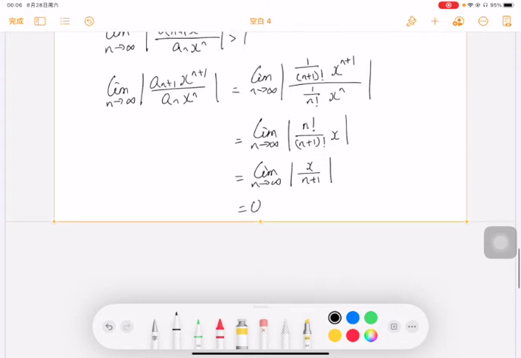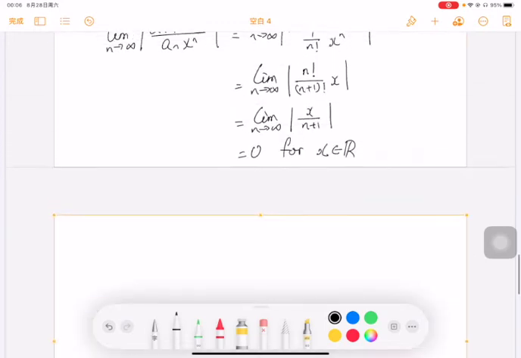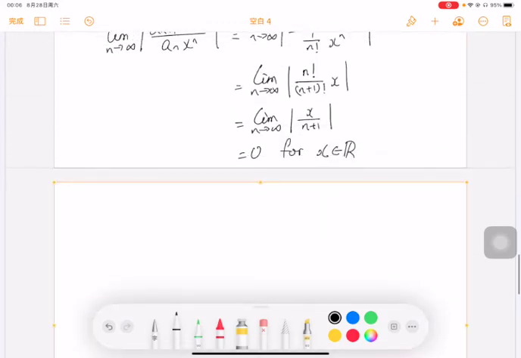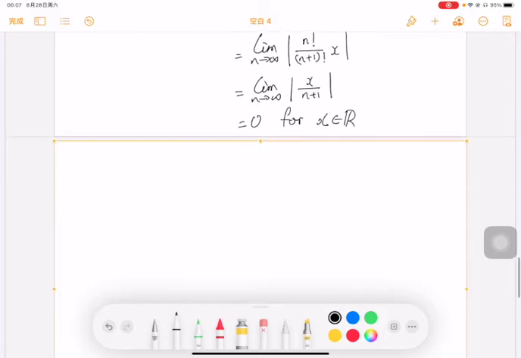Now, the limit of this is 0 for all x in R, for all real numbers x. The reason is, pick any x, fix x. Then if x is fixed and n is an increasing number, n is bound to exceed x at some point. Since n is getting larger and larger, while x is a fixed number, and you're dividing a fixed number by a super large and growing number, you get limit 0.